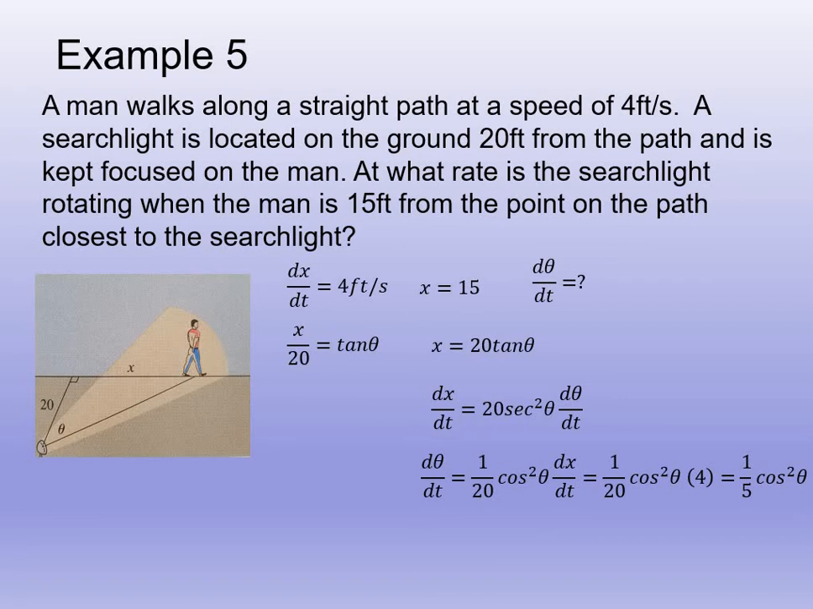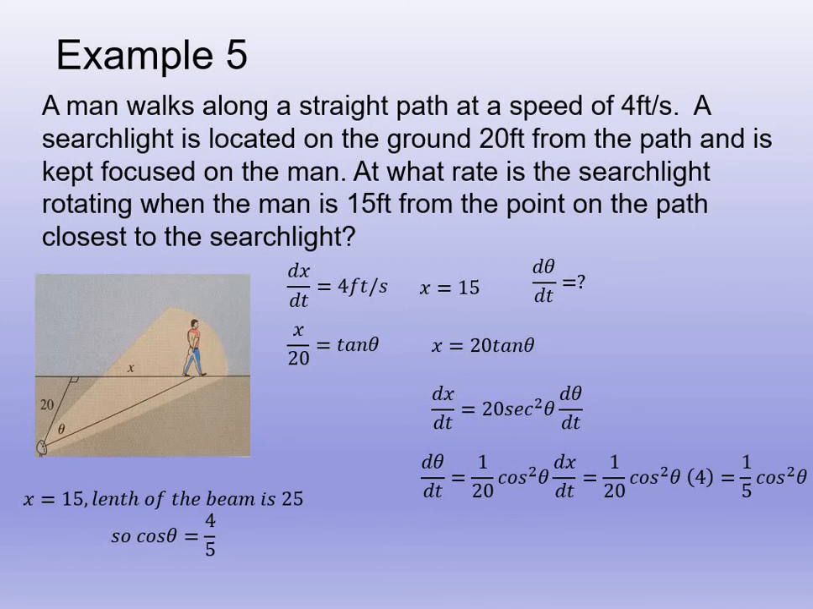We're solving for d theta dt because we don't know that. In order to do that, we take dx dt and divide it by 20 secant squared theta. Remember, we can rewrite secant in terms of cosine so that it's in the numerator. That's all we've done there: we've divided both sides by 20 secant squared theta and rewrote secant in terms of cosine, because our calculator also uses that.